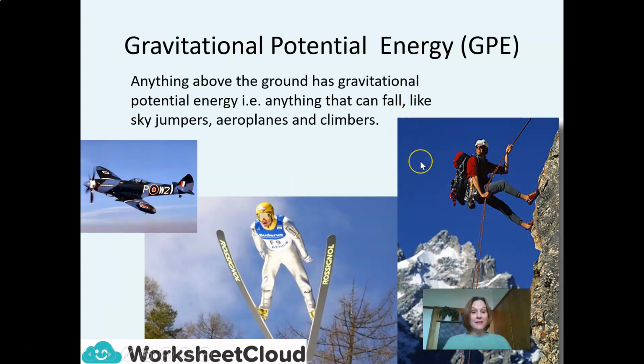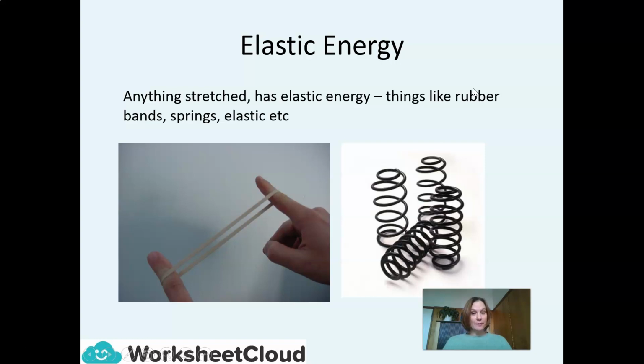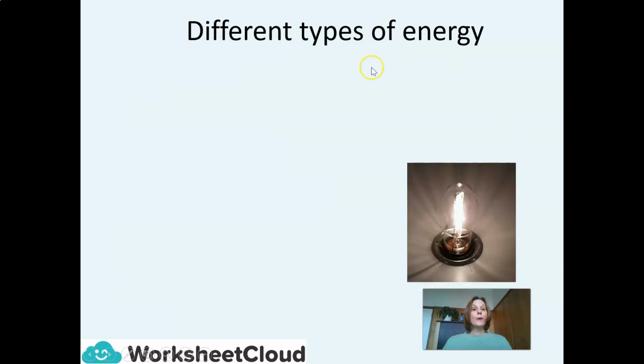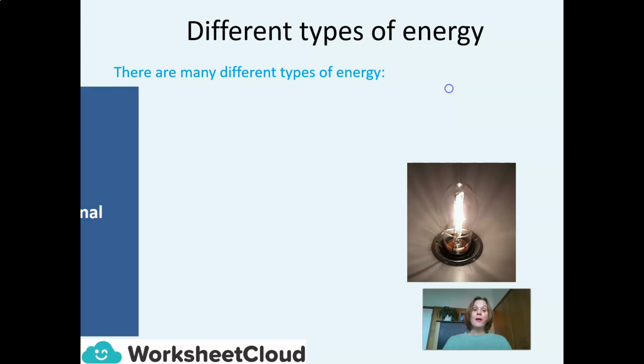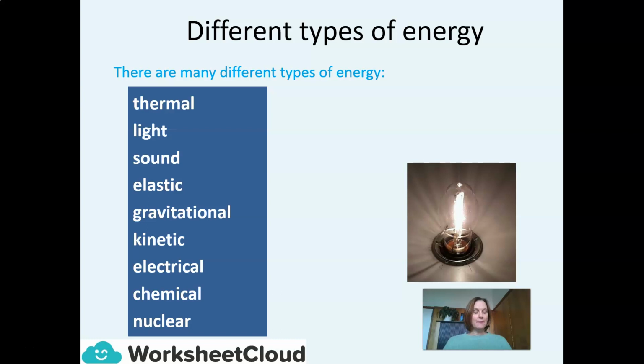We spoke about gravitational potential energy in a lot of detail, but just a reminder, anything above the ground has gravitational potential energy, i.e. anything that can fall, like sky jumpers, aeroplanes, and climbers. Elastic energy is also a form of potential energy. Anything stretched has elastic energy, things like rubber bands, springs, elastics, etc. We get lots of different types of energy. As you know, there are many different types. So can you remember some of them that we went through earlier? Thermal energy, light energy, sound energy, elastic, gravitational, kinetic, electrical, chemical, and nuclear.